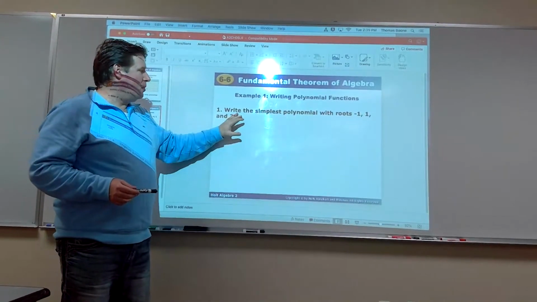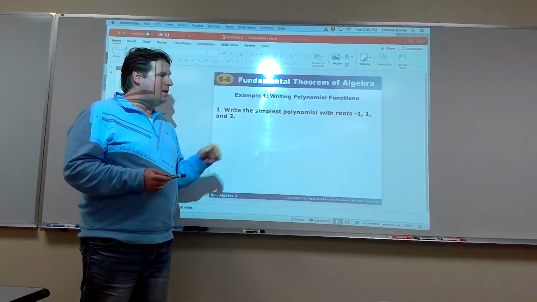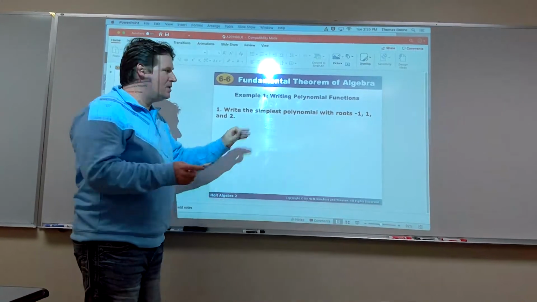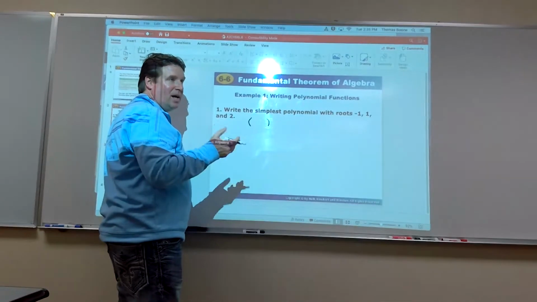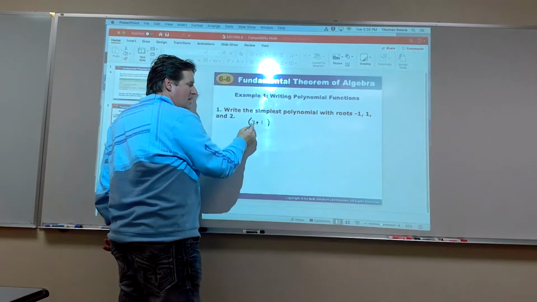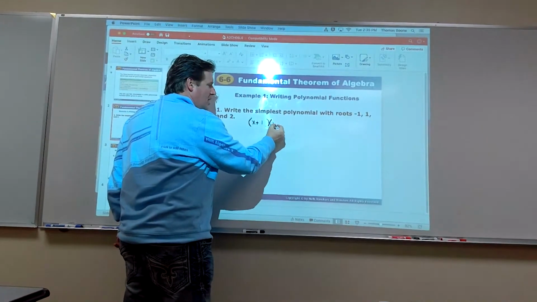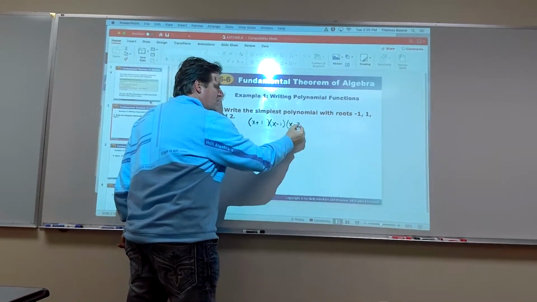Now, remember when we did a couple things in this section is that when we give the roots, -1, 1, and 2, we want to write the simplest polynomial. So the way to do that is to put those back into factors. Now remember, if -1 is a root, that means it came from the factor x plus 1, because if I put -1 in for x, that makes that 0. Well then, if it's +1, that would be x minus 1. And then another root of 2 would be x minus 2.